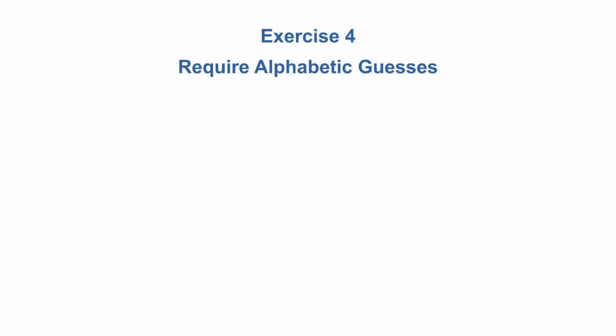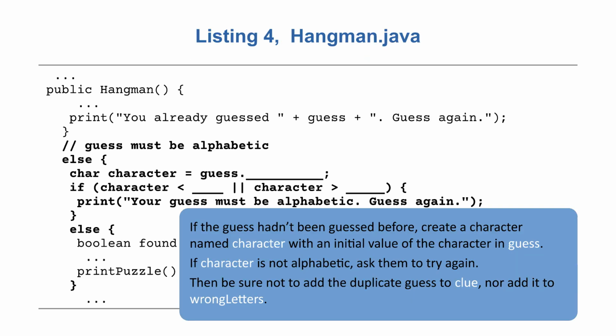Exercise 4. Require alphabetic guesses. If the guess hadn't been guessed before, create a character named character with an initial value of the character in guess. Hint: use string's charAt method to get the character in guess. Then, if character is not alphabetic, ask them to try again. Hint: if the uppercase version of the character is less than a capital A or greater than a capital Z, then it's not an alphabetic character.